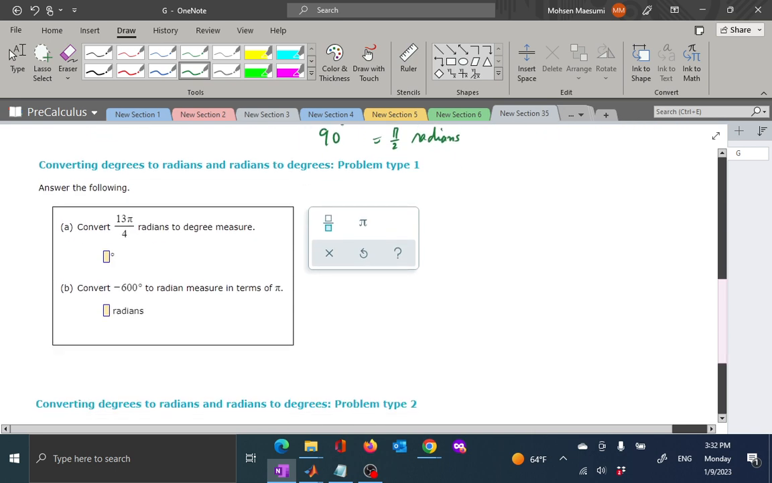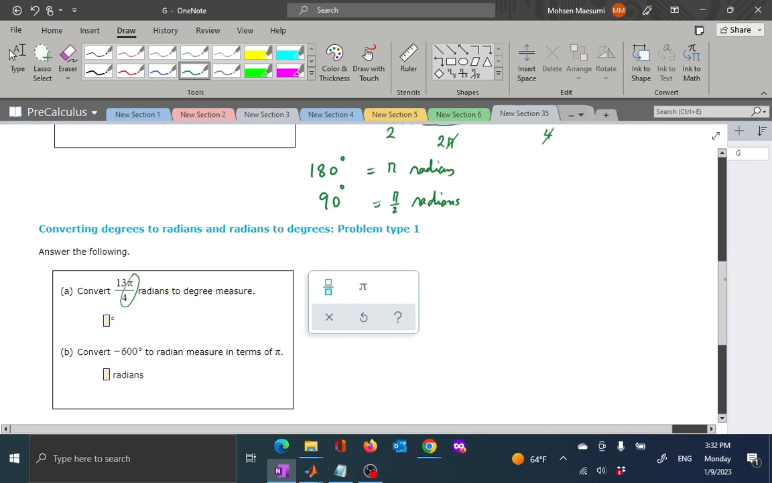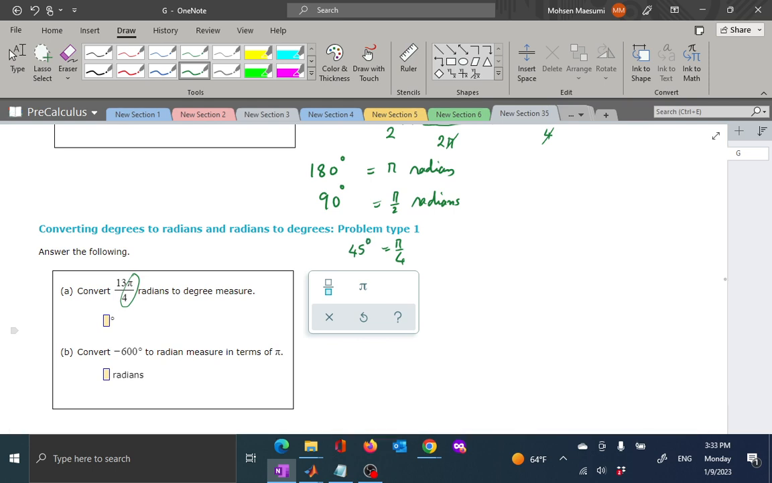Same type of an exercise here. Let me see, you can be quick. What is pi over 4? You remember pi over 4? Let's extend this list. Pi over 2 is 90 degrees. Pi over 4, of course, then is 45 degrees. How many of pi over 4s? 13 of pi over 4s.